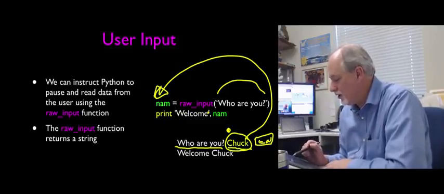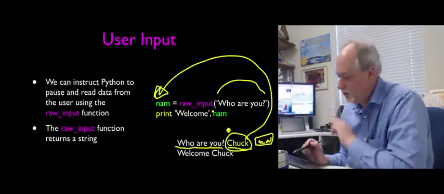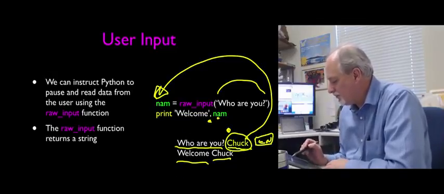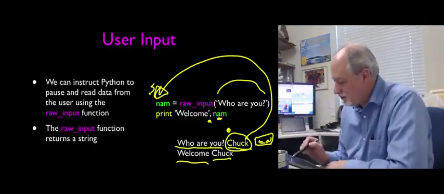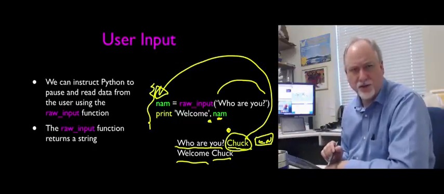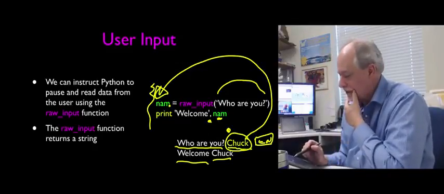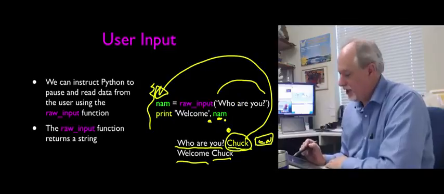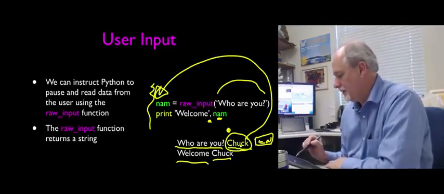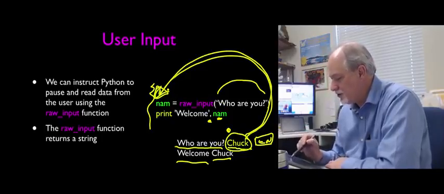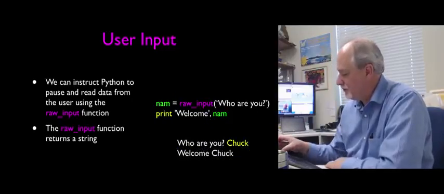So I'm going to print the string welcome, comma, so that means I'm printing two things now. The comma adds a space between welcome and then nam. Welcome is a literal, and then Chuck is coming from this nam variable. So this is a 2-line program, and I think this is one of the exercises in the book, to prompt for a user's name and then welcome them. Okay? So raw input is a function that issues a prompt, waits, and then takes whatever string is entered and returns it and puts it into that variable.